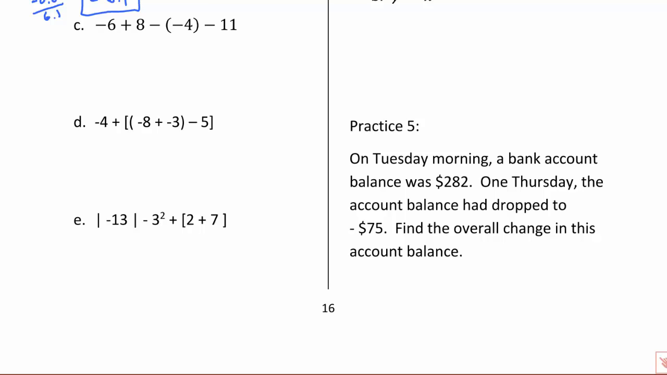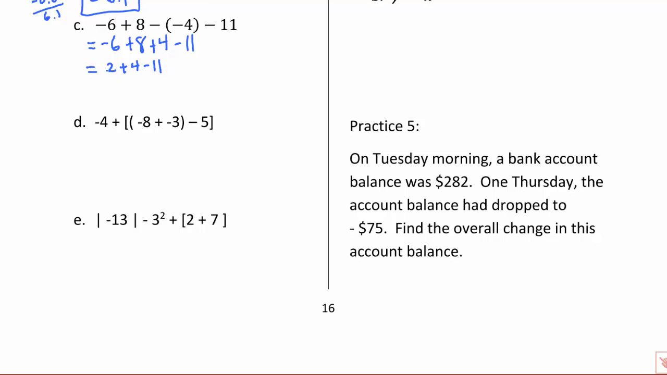Let's check them. Negative 6 plus 8 we need to do first here, except realize negative 6 plus 8 minus a negative 4 minus 11 is the same thing as negative 6 plus 8 plus 4 minus 11. Between the first two here we have opposite signs, so we subtract largest minus smallest, so 8 minus 6 is 2, and I use the sign of the largest one, which is positive, so that's a positive 2, and then I get 2 plus 4 minus 11.